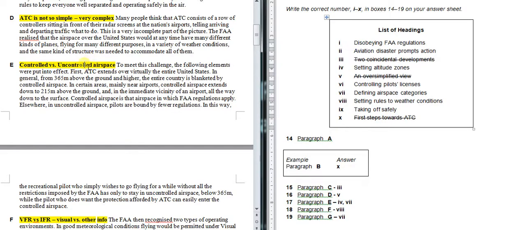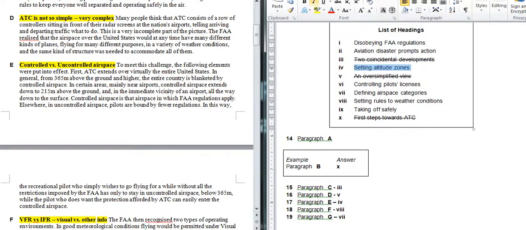Okay, so let's see, controlled, uncontrolled. If we look at what the difference is, it is all related to altitude. Okay, and that's the big difference between paragraph E and paragraph G. Paragraph E, uncontrolled versus controlled, that is all related to altitude. In paragraph G, we have all these different categories, and many of them are not related to altitude at all.